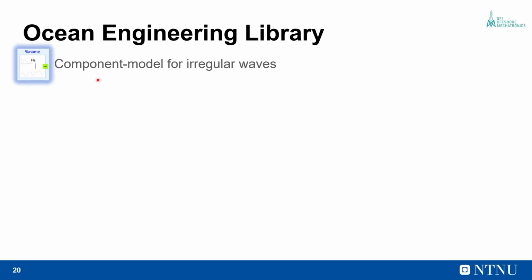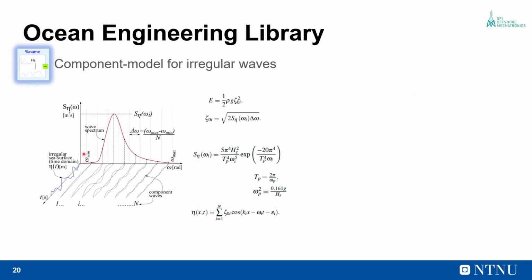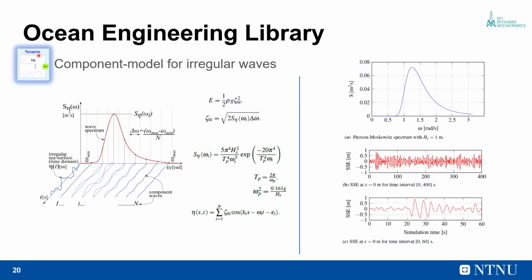When it comes to the irregular waves, we use the concept of the wave spectrum and the Fourier series decomposition of the irregular sea surface into component waves. And we develop a component model where we can specify the wave spectrum, and by assuming random phase, we then generate the irregular sea surface elevation.